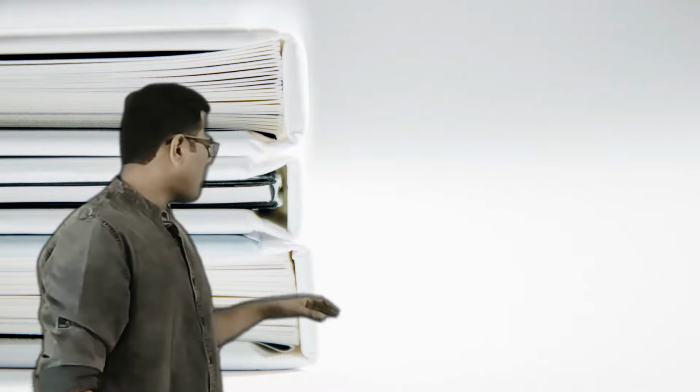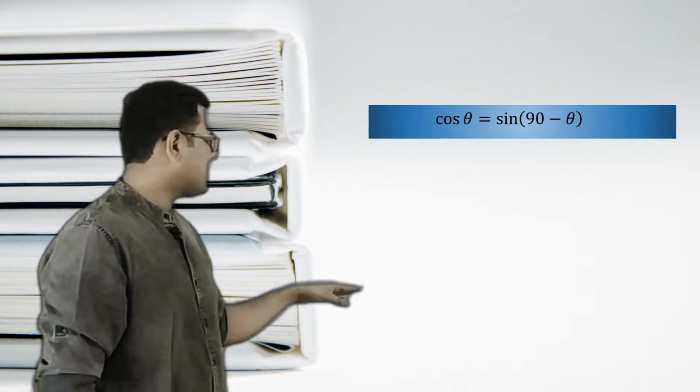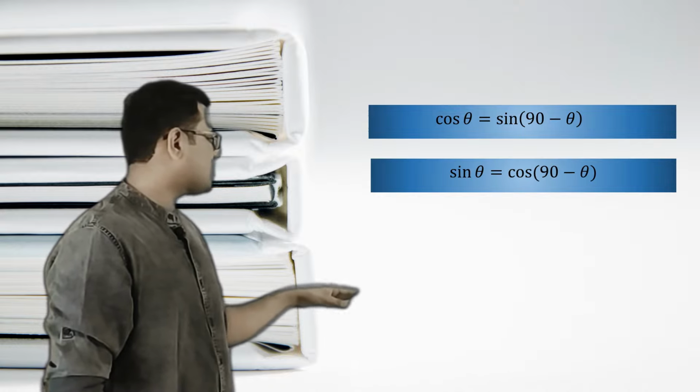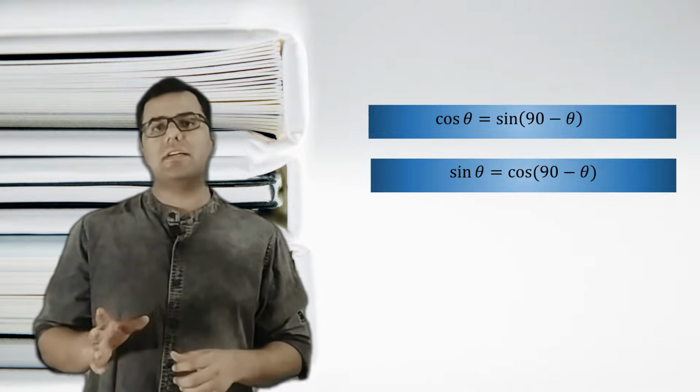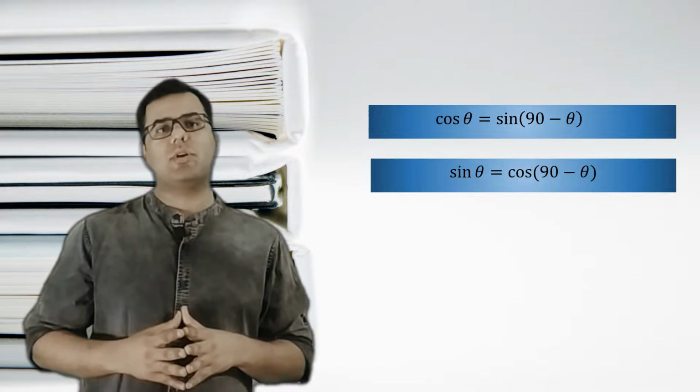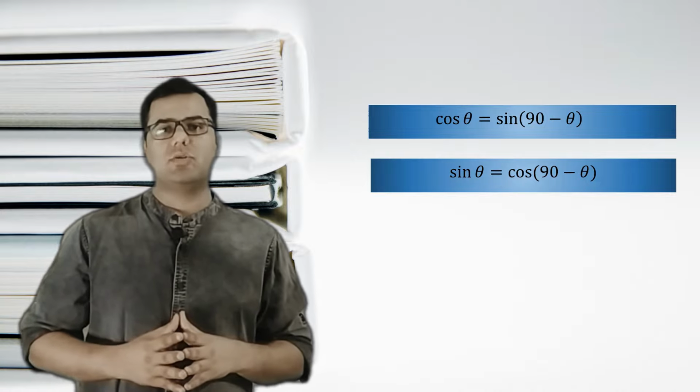There's also another rule that is asked in the SAT: cos theta equals sine of 90 minus theta, and similarly sin theta equals cos of 90 minus theta. Remember these very simple formulas, because many times questions are asked simply on these two formulas. So let us solve some problems on these trigonometric functions.